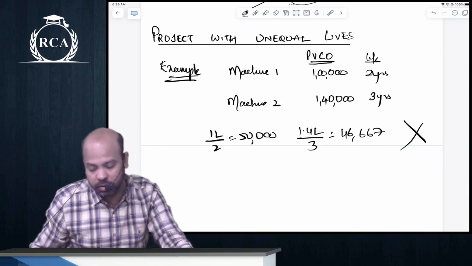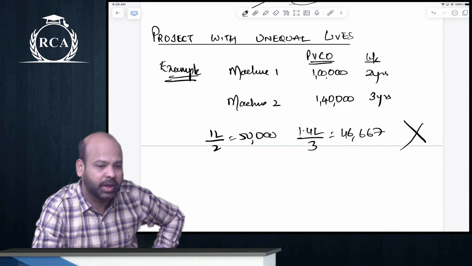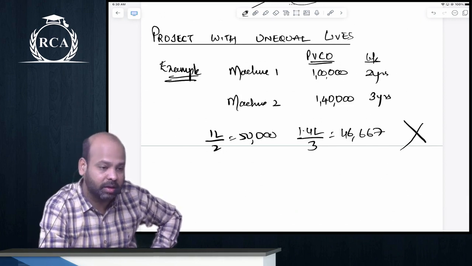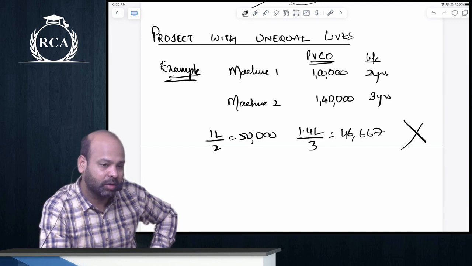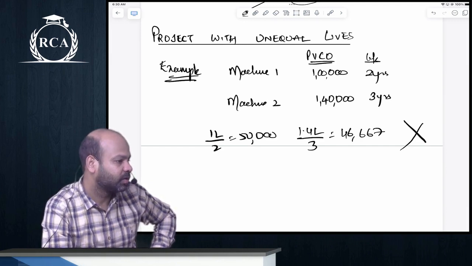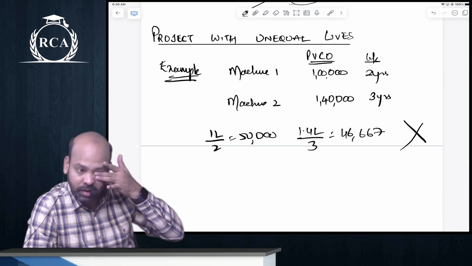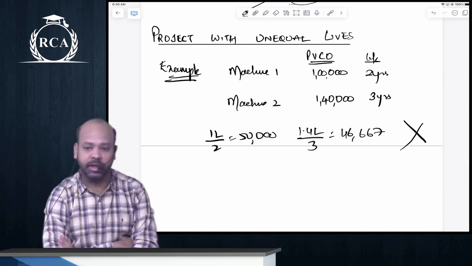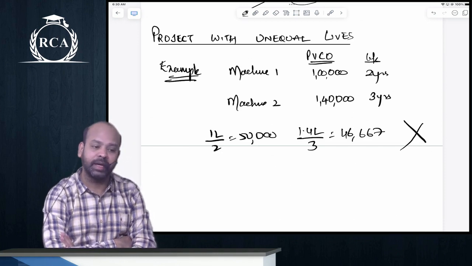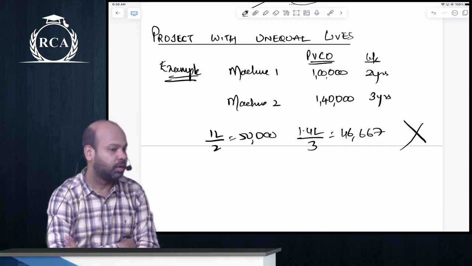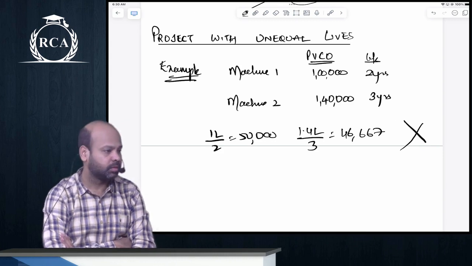Decision will be based on effective annual cost, in brackets equated annual cost, sorry. Decision will be based on equated annual cost in brackets EAC, which is cost per annum after incorporating the time value component. Did you understand?